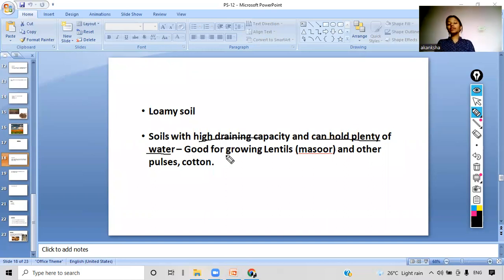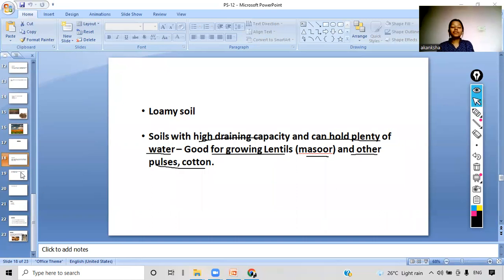It is good for growing what? Lentils, like masoor ki dal. You must have heard of it, right? And other pulses and cotton. So the crops that grow on loamy soil are lentils, pulses and cotton, right? And what was one of the functions of loamy soil? Yes, it can hold a lot of water, just like the clay soil, but more water. So it has high draining capacity. This is one of the important points that you have to remember, right?